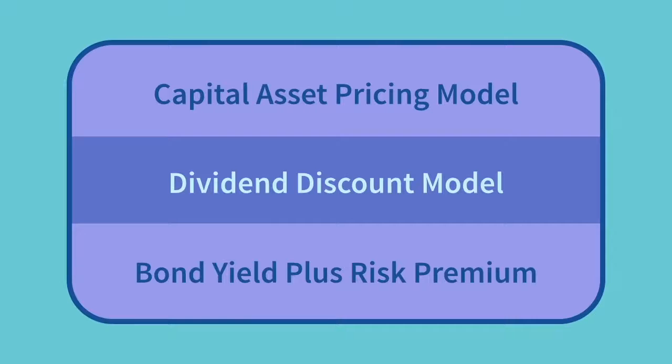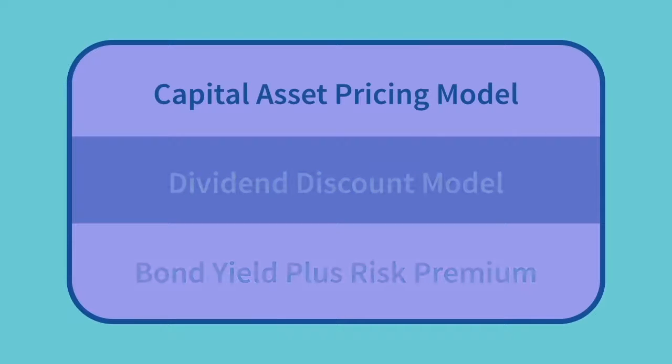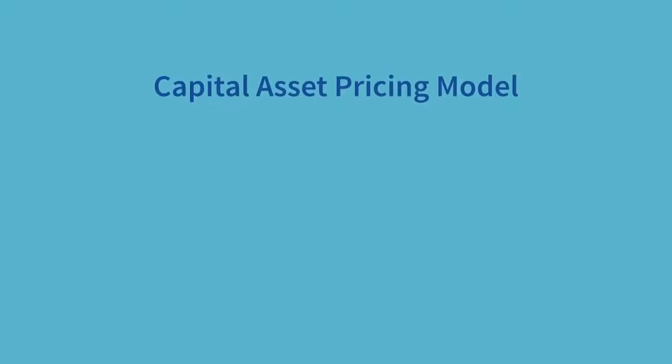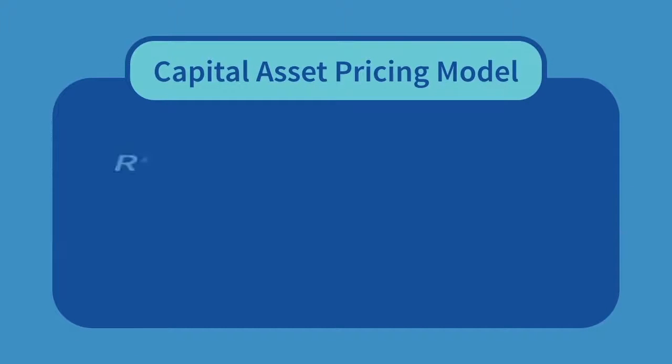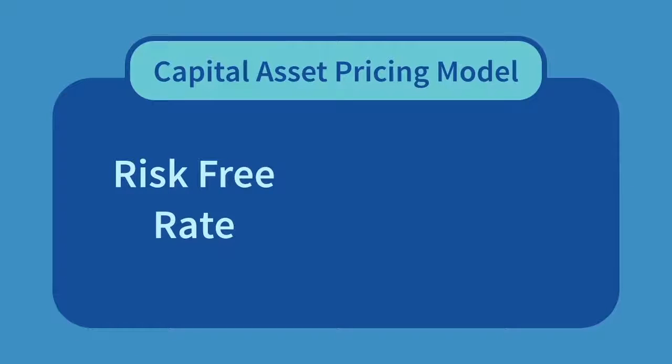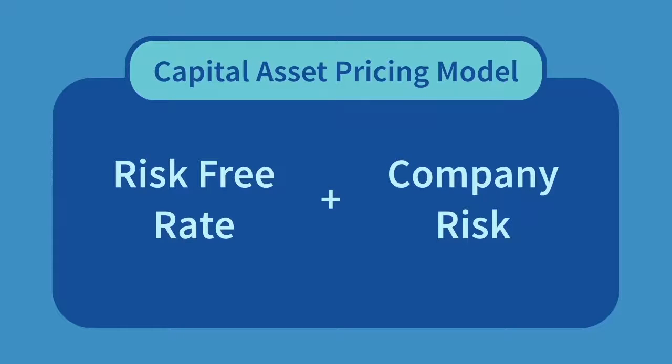The first method we're going to look at is the capital asset pricing model, the CAPM. The idea here is that we are going to adjust the market's risk-free return to account for the relative risk level of this company. Using the risk-free rate as a starting point, we add a premium based on the specific company's risk level, which we estimate using the company's beta.